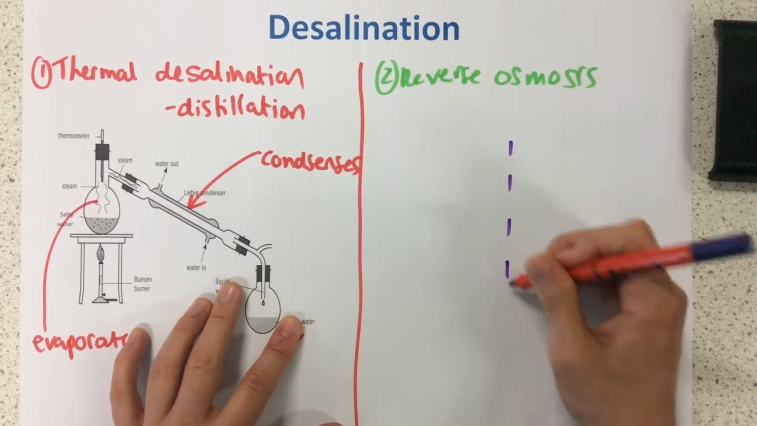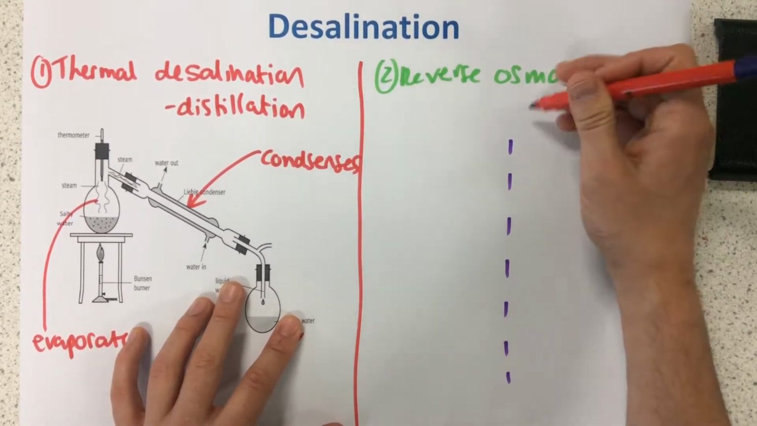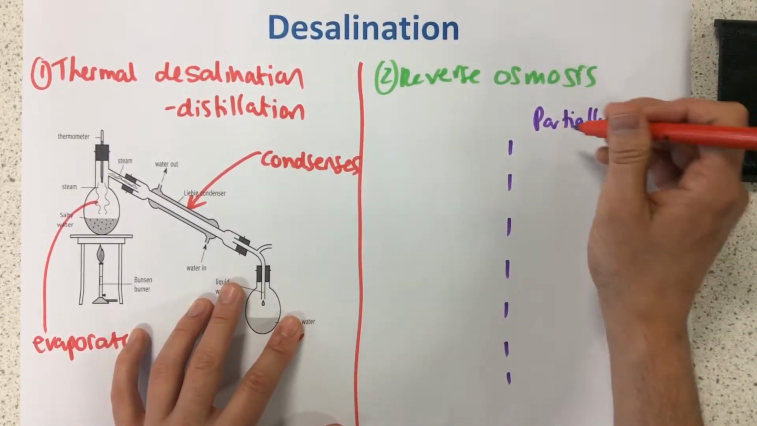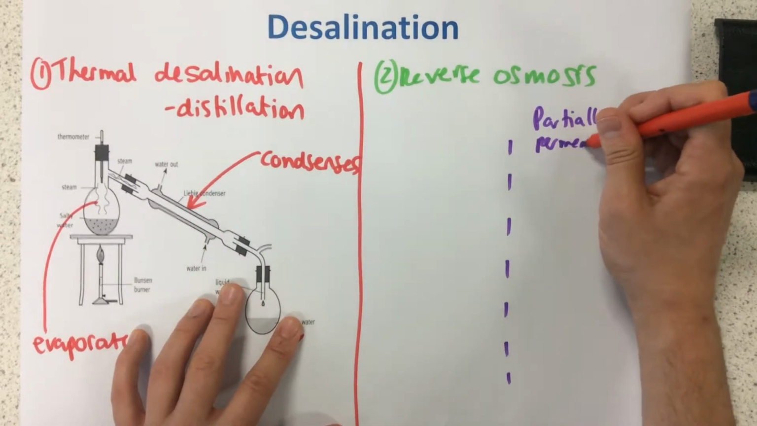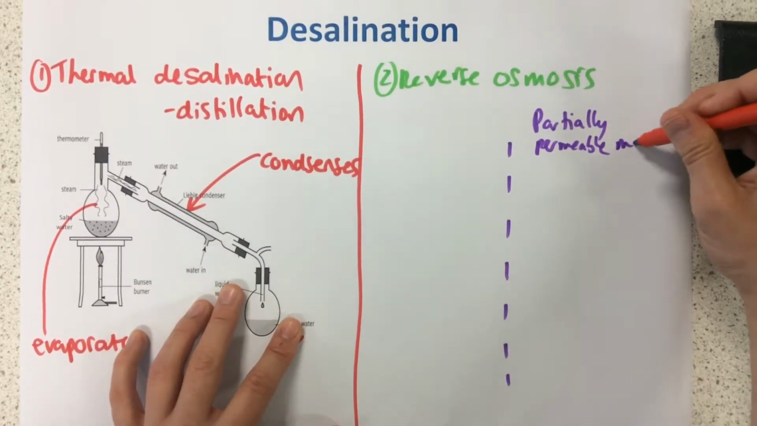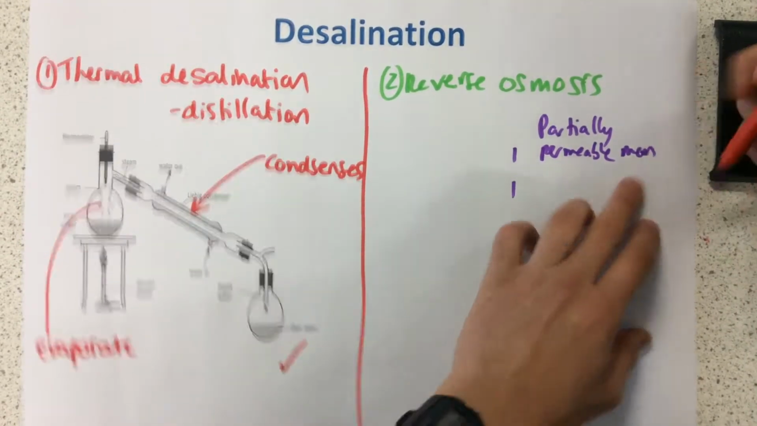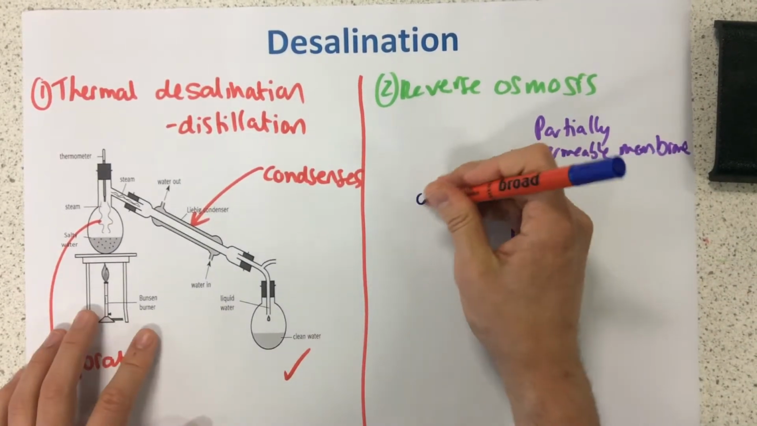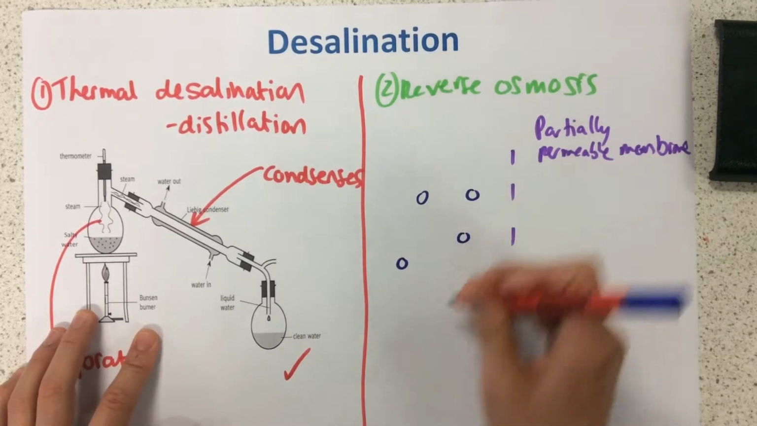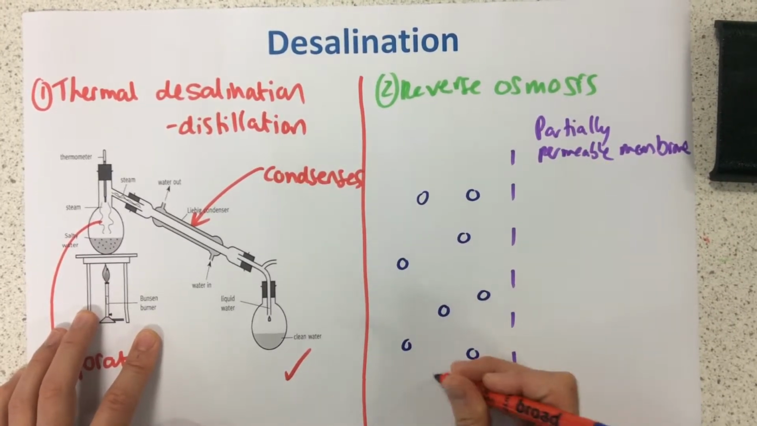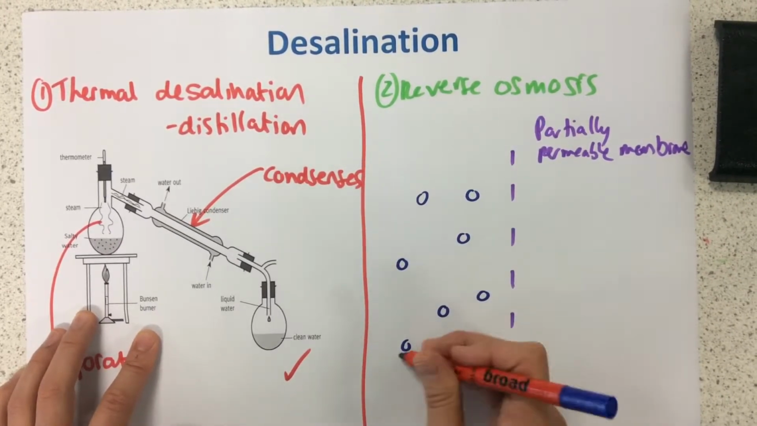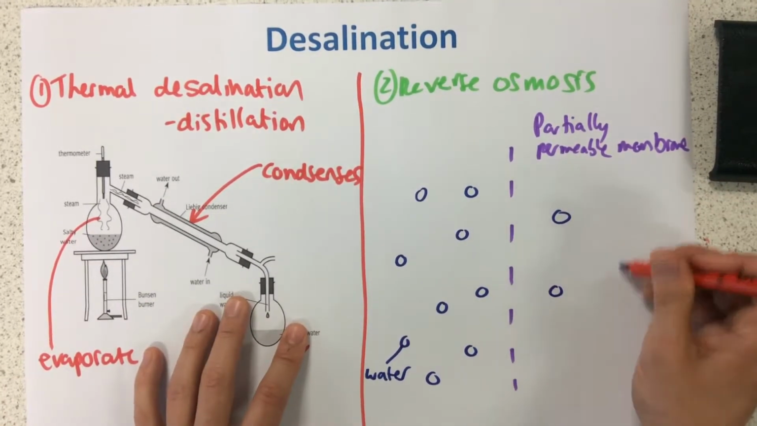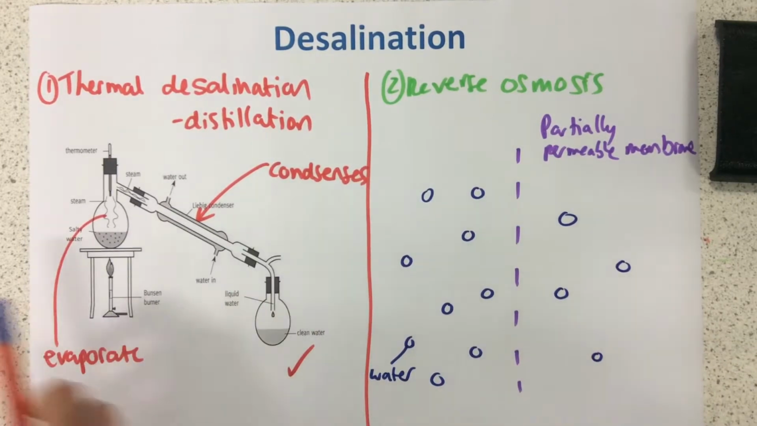So hopefully we already know a little bit about osmosis. So osmosis, remember, is the movement of water particles from a high concentration to a low concentration across a partially permeable membrane. So I'm just going to draw the setup right here. So the blue circles here represent water molecules. So I've got two sides of my membrane.